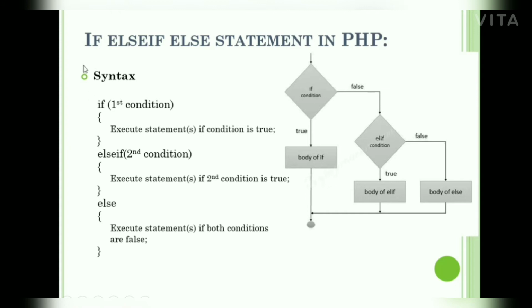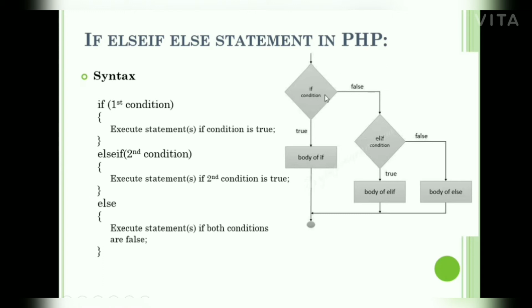Else if statement in PHP. Here a set of if else statements will be executed. It is like an embedded if else. The syntax: if the first condition is true, this set of statements will be executed. If the condition fails, another condition will be checked with if, that is else if. If that is true, another set of statements will be executed. If that second condition is also false, we have to execute another set of statements. It's like embedding an if within another if else.